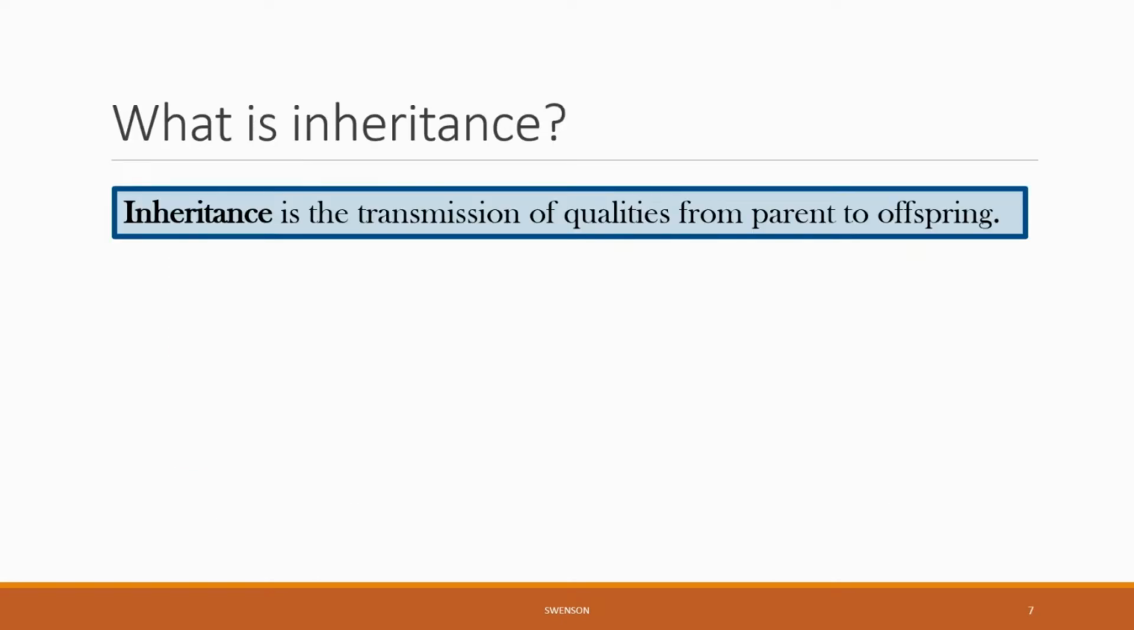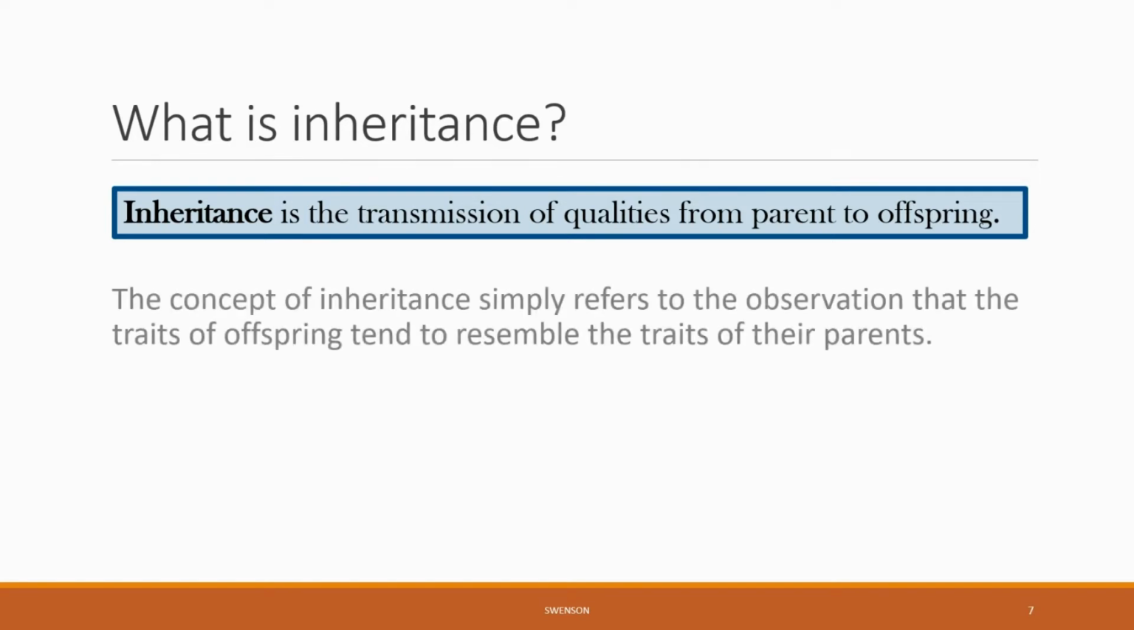In this lecture, there are terms we commonly use in our day-to-day lives, but we must be careful to understand their specific meanings in this chapter. Inheritance is the specific transmission of qualities from parent to offspring, and this comes from the observation that the traits of offspring tend to resemble the traits of their parents.